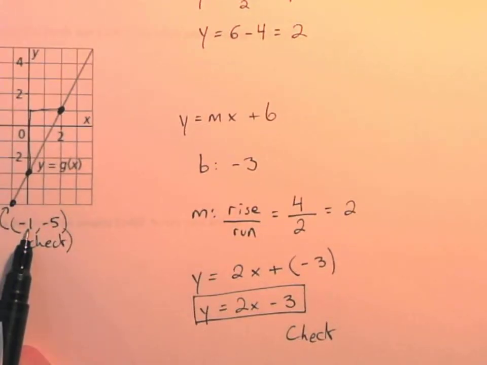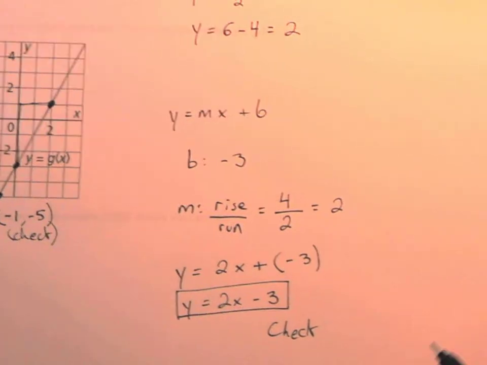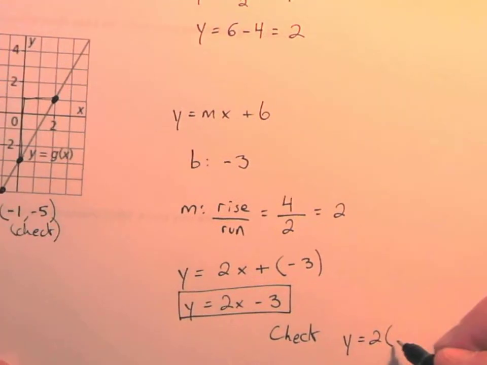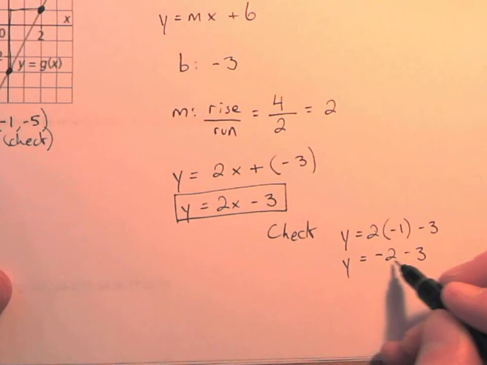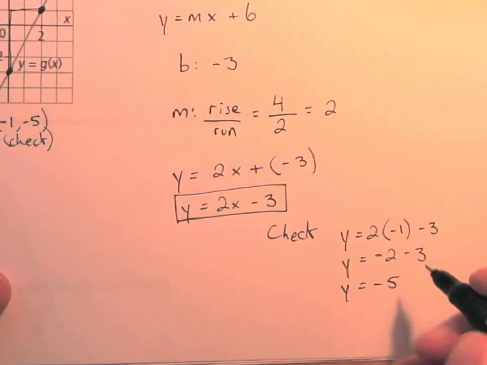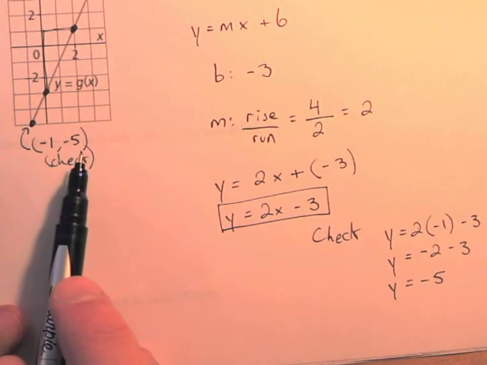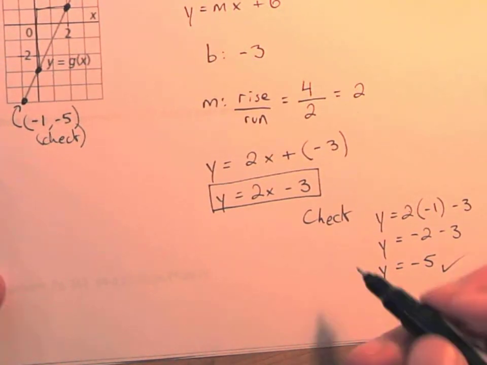So now let's plug that -1 value in for our x to see if we get that -5 as our y. So y equals 2 times our x value, -1, minus 3. And so our y is 2 times -1 is -2, and we write that negative 3 again. Then negative 2 minus 3 is equal to negative 5. So y is negative 5 when our x is negative 1. So it does check out. Okay, so that is our answer right there.